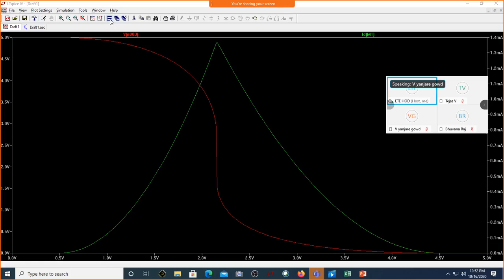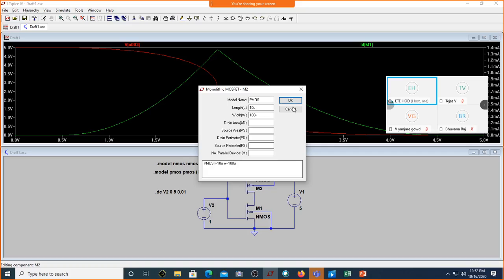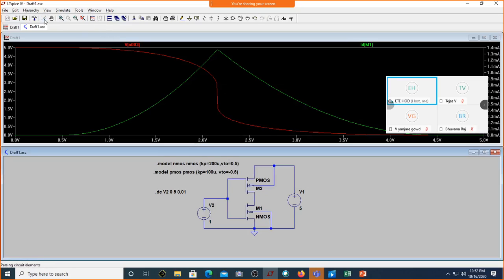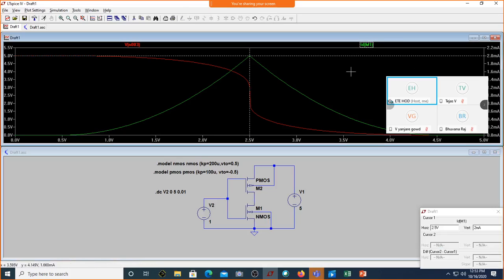So let me just go back here and then undo it. Where is that undo? It's here, undo here. How much is this? Okay, this is made 100. Let me just run it. Can you see the current is more? It's almost 2. Let me just see the magnitude.